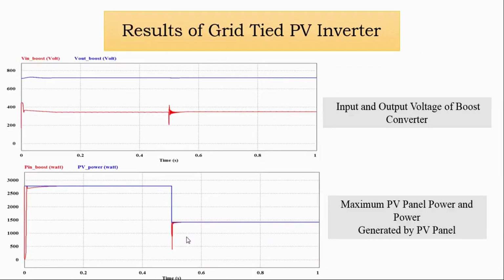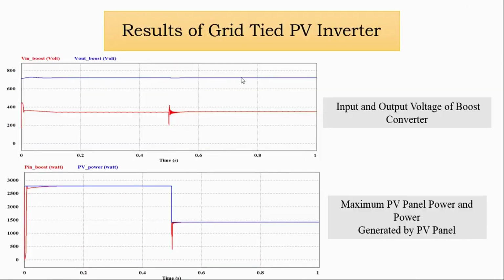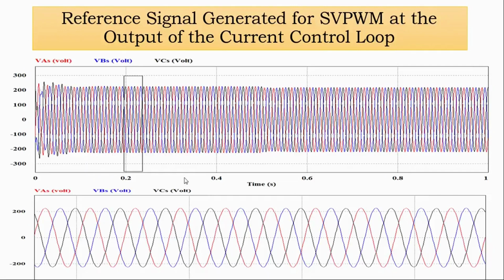So these are the results of the grid tied PV inverter. This is the Vin input voltage to the DC to DC converter. This is the output voltage. The voltage has been boosted. The maximum power is being tracked. It is generated by the PV panel. This dip shows the change in radiation. At that time also the voltage will remain constant.